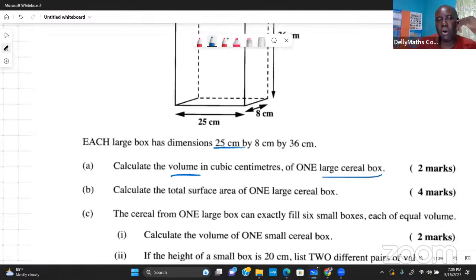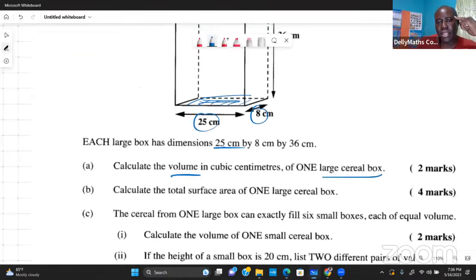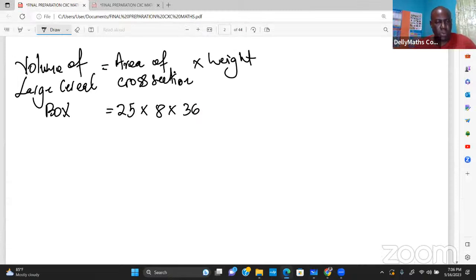So what are we talking about now? We're talking about this here, the 25 and the 8. A lot of people might say area of the base, and this base is a cross-section. That is why I said it. So you're going to do 25 times 8, and you multiply that by 36, just like that. 25 times 8 times, did I say 36? I want to make sure that we're not erroring. 36. Very good.